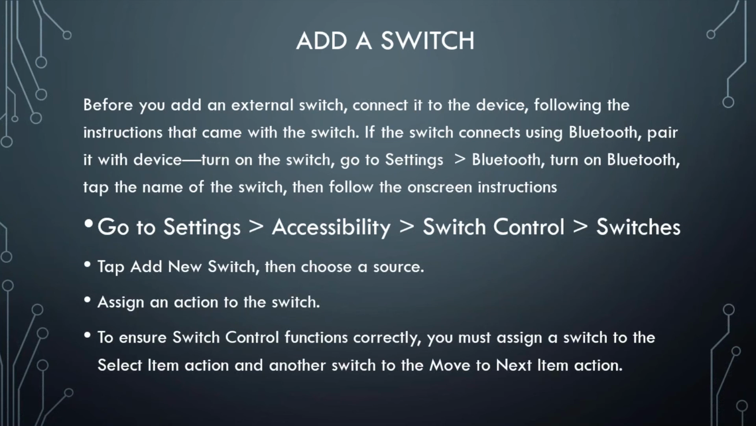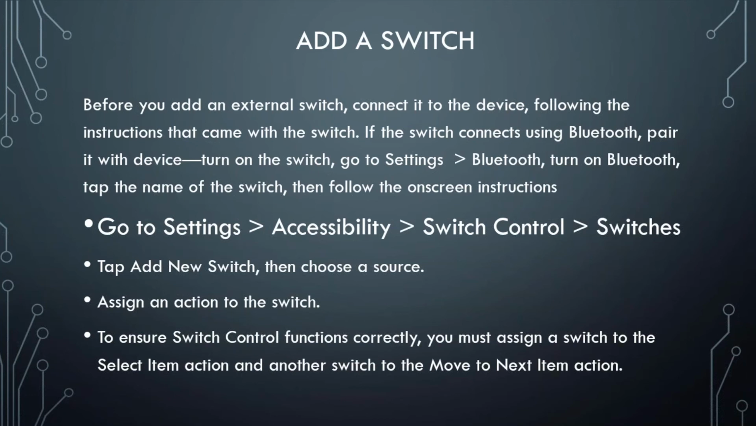But one of the things you have to remember when you're adding switches is you kind of have to follow the same process every time. And that's where people can get frustrated, because if they don't follow the process, a lot of times it won't add their switch back in there, or it won't add it in the first place. So before you add an external switch, you need to connect it to the device, following the instructions that come with the switch. And if it connects using Bluetooth, then you need to pair it with the device first.